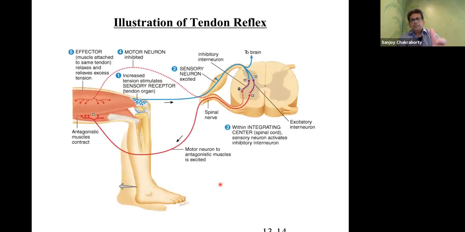I just put this in to understand how the knee-jerk reflex works. This is an example of the tendon reflex, but you don't need that detail, like the mechanism. You just need to know the 5-point reflex arc mechanism, which I mentioned two slides before. This is just for your information.